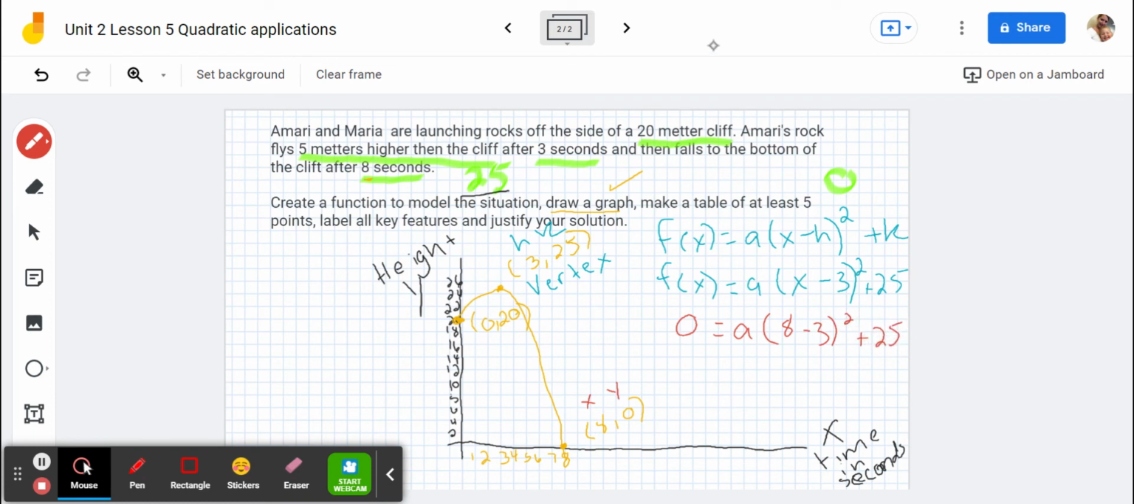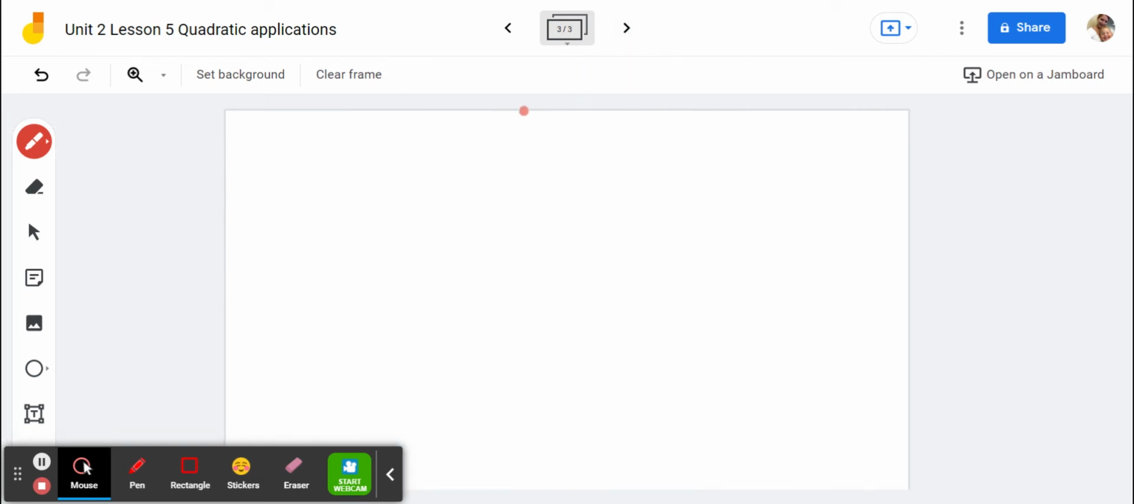All right, so I'm ready to solve for a, but I'm going to take it over here to another slide just because this is getting a little crowded. So let's come over here, and I got 0 equals a, parentheses 8 minus 3 squared plus 25. All right, perfect. Now I can solve this because I only have one variable. So let's start with inside the parentheses, right? So 8 minus 3, so this is going to be 5 squared.